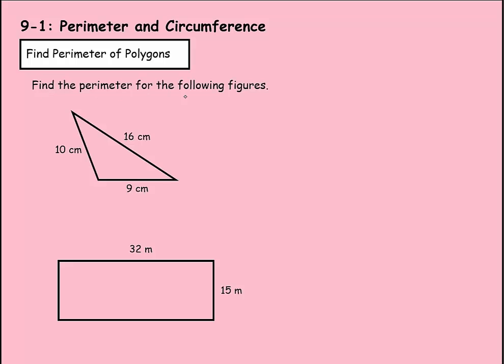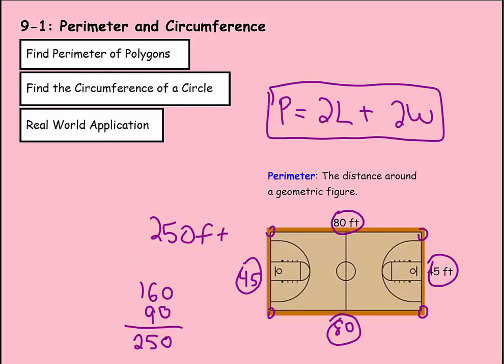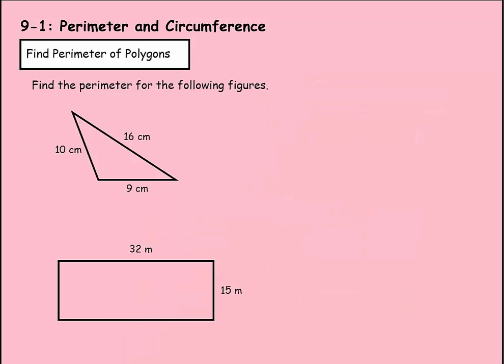So let's find the perimeter of these following figures. We have a triangle with the distance of 10, 16, and 9. So the distance around this triangle, we can't use this formula here because there's only 3 sides. So we have distance of 10, 16, and 9. When we combine those together, 10 plus 16 plus 9, that would give us a total of 35. And since it's measured in centimeters, we would say 35 centimeters.